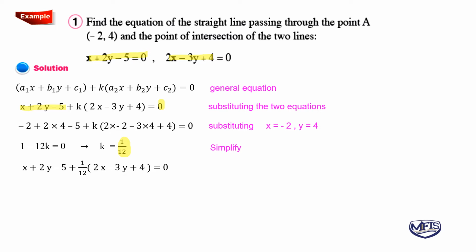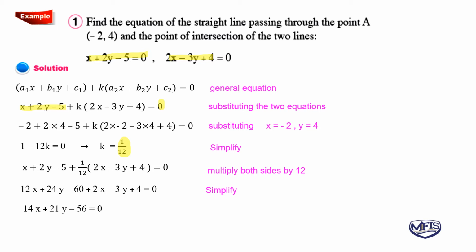We can multiply the whole equation by 12. So x times 12 will be 12x, 2 times 12 will be 24y, negative 5 times 12 will be negative 60, and 12 times 1 over 12 will be 1. So write the equation 2x minus 3y plus 4, all equal 0. Then we simplify the equation and collect like terms, so it will be 14x plus 21y minus 56 equals 0. We can divide the whole equation by 7, and it will be 2x plus 3y minus 8 equal to 0.